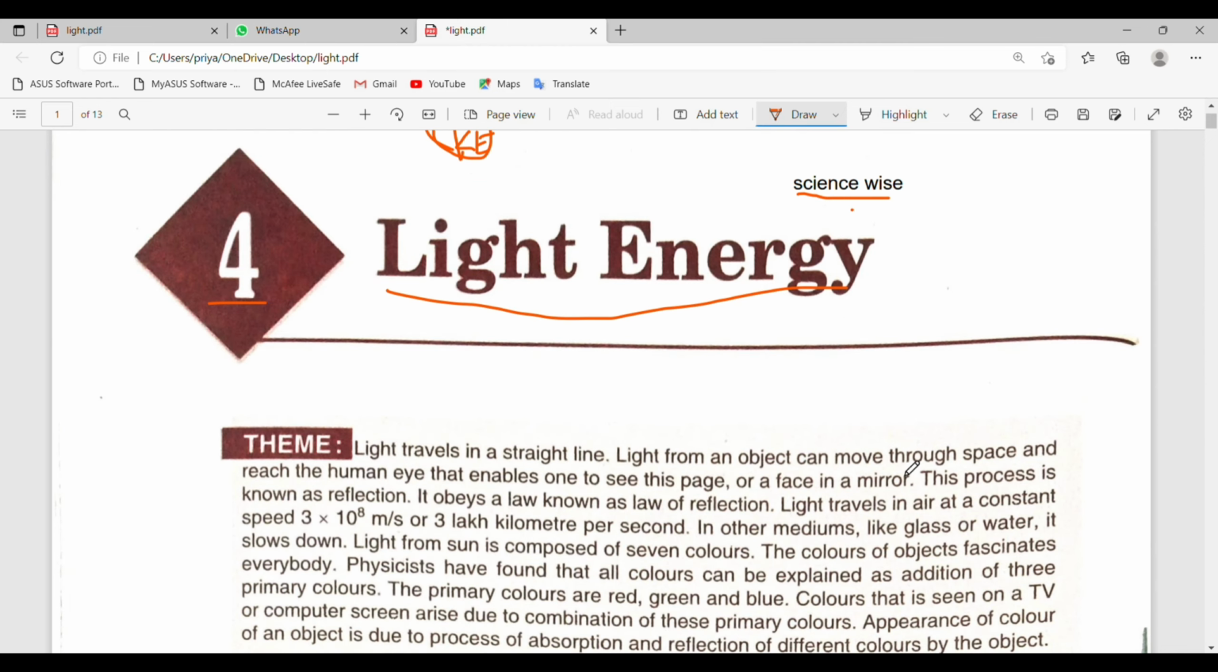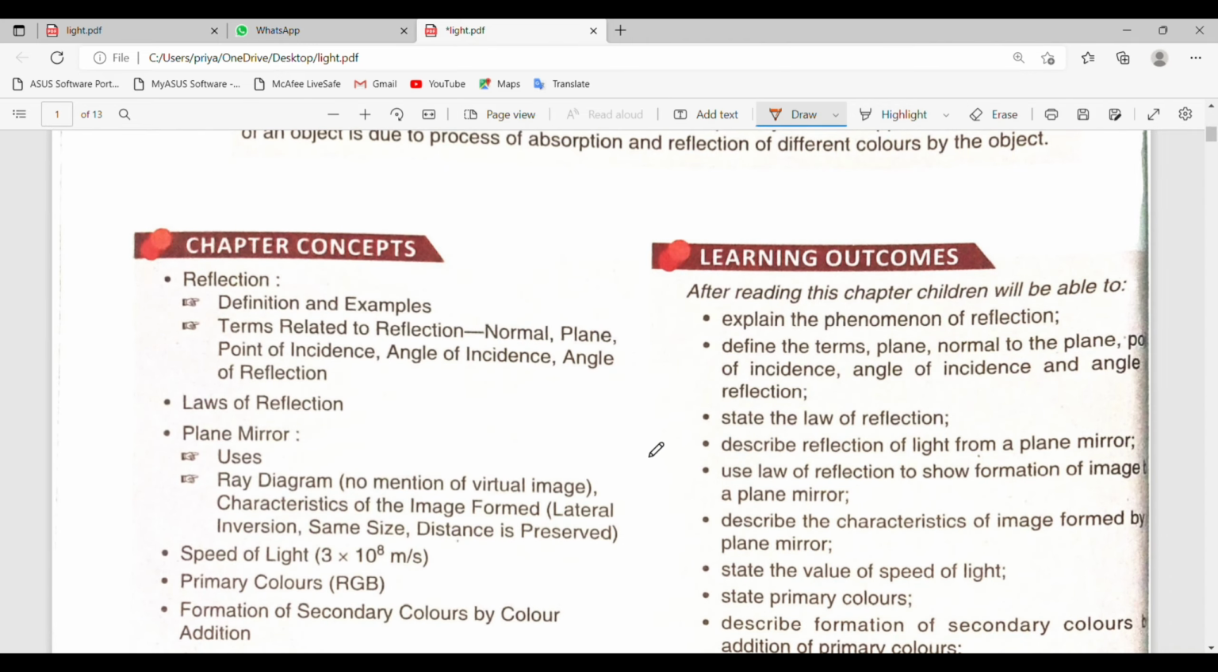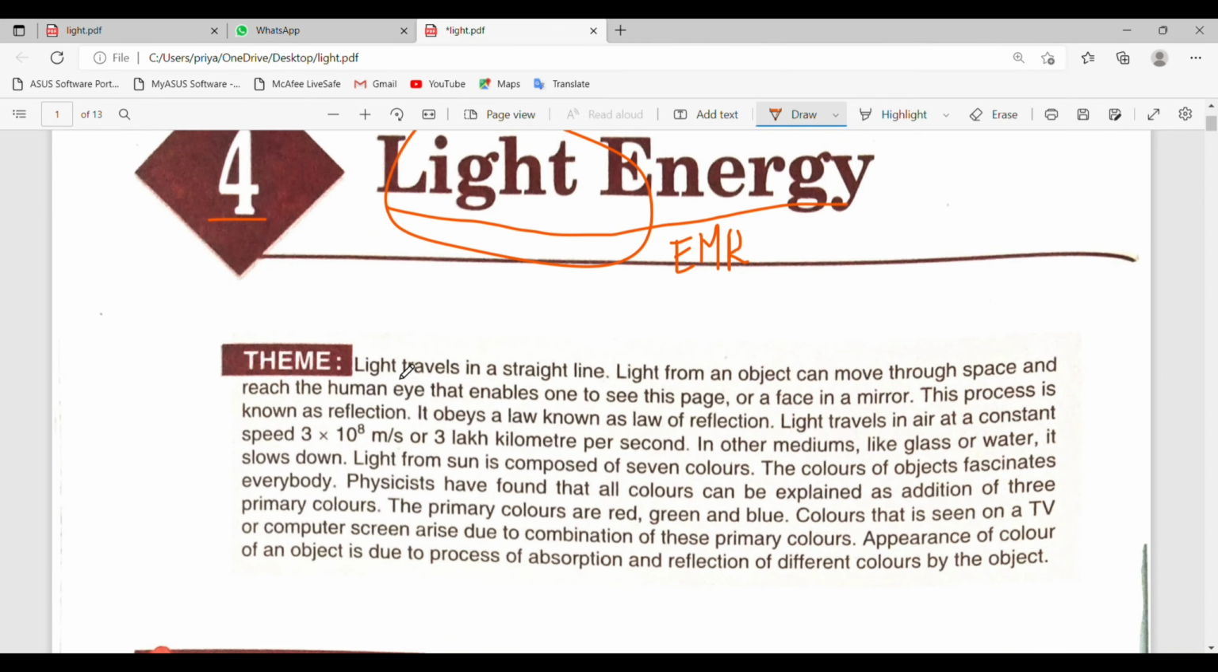Light energy is defined as the electromagnetic radiation emitted by an object. Light energy is also known as electromagnetic radiation emitted by objects like lasers, bulbs and the sun. So this was the basic introduction about light.